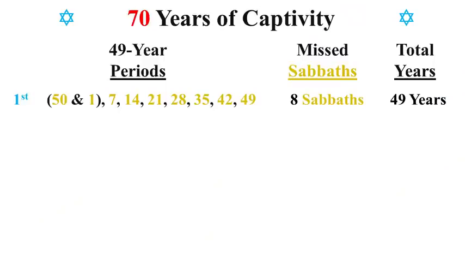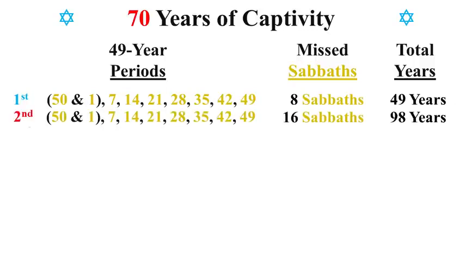So, let's now look at the number of years. Remember how many years it was? 430 years they did not keep the Sabbaths. Okay, and a Jubilee year is a Sabbath. So, in the first 49-year period, year one, by the way, is also year 50 from the previous cycle. So year 1, it needs to rest. Year 7, 14, 21, 28, 35, 42, and 49. There are 8 Sabbaths that they missed in that 49-year period.